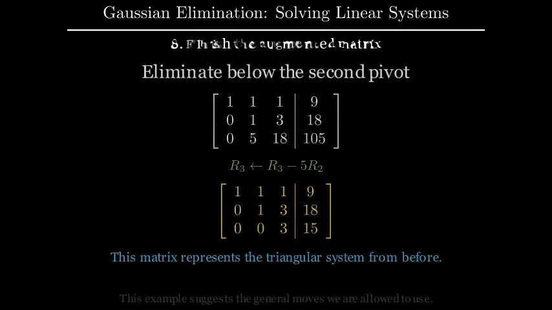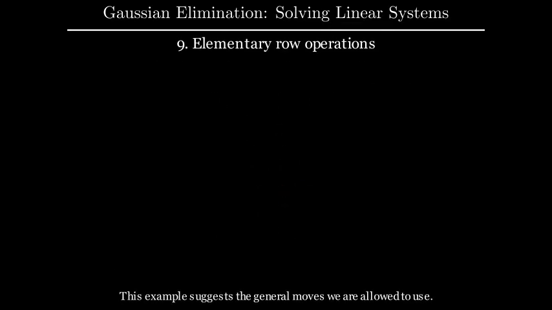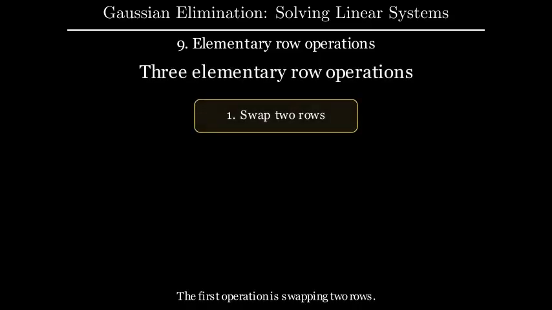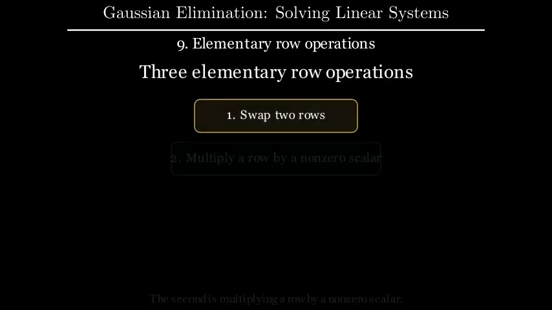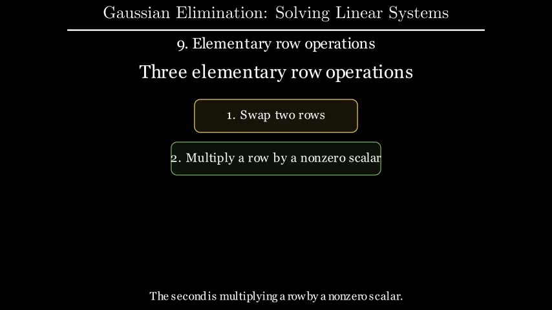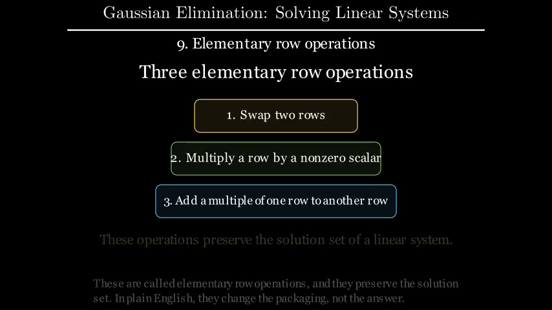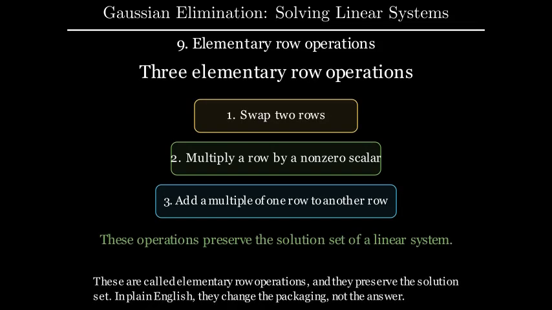This example suggests the general moves we are allowed to use. The first operation is swapping 2 rows. The second is multiplying a row by a non-zero scalar. The third is adding a multiple of one row to another row. These are called elementary row operations, and they preserve the solution set. In plain English, they change the packaging, not the answer.